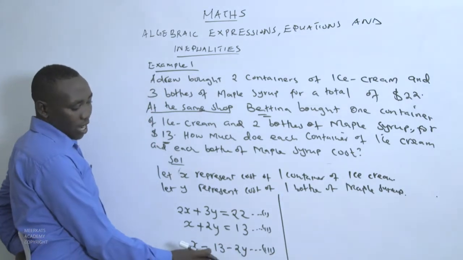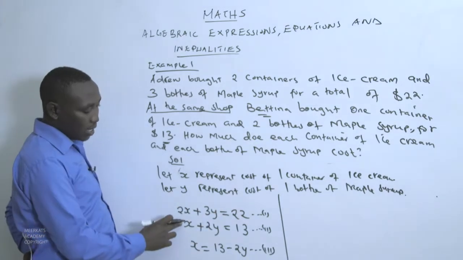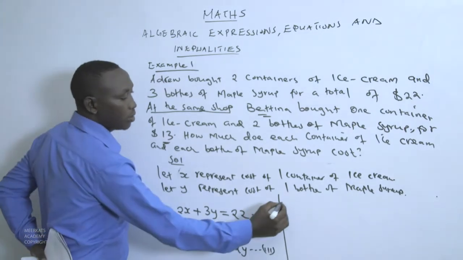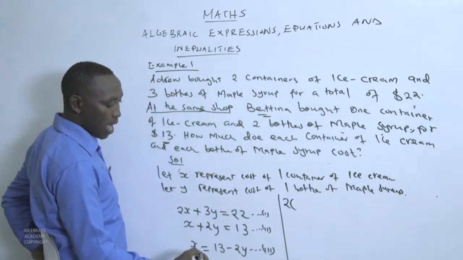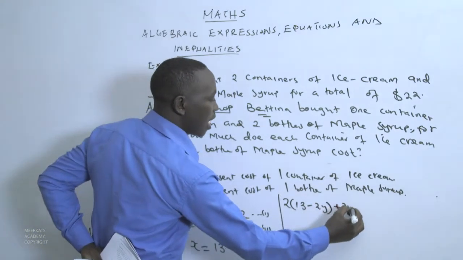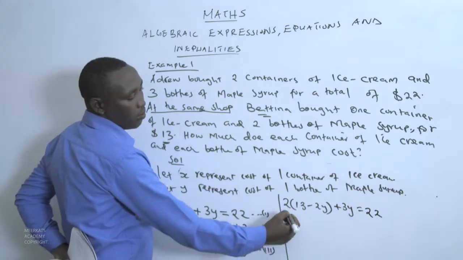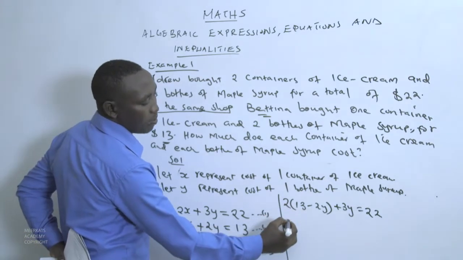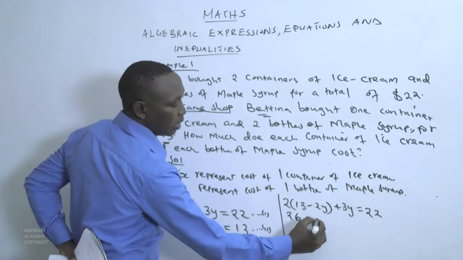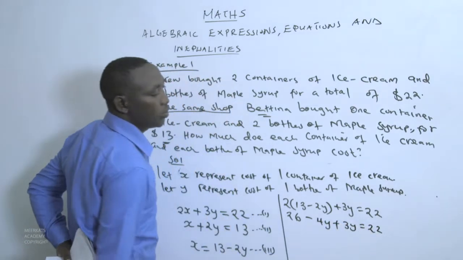We now want to substitute the value of x in equation 3 into the x in equation 1. So that where there is x in equation 1, we put 13 subtract 2y. So when you substitute, you'll get 2 multiplied by (13 subtract 2y), plus 3y. This one will still give us 22. When we open up this bracket, 2 multiplied by 13 is 26. Subtract 2 multiplied by 2y, you'll get 4y, plus 3y is equal to 22.